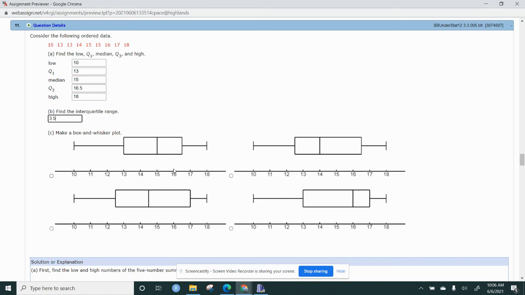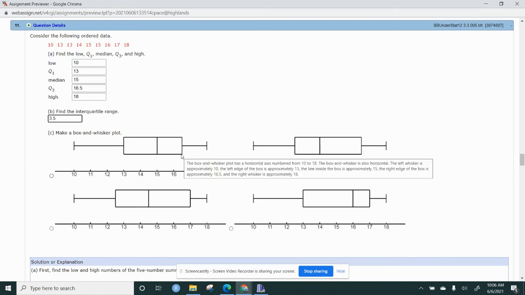Okay, and look what I did. I hovered over it. Let me see if I can do it again. Come on. Yeah, and it gives you exactly what you're looking at if you get confused. Okay, so what does that mean? All right, so this box and whiskers plot means that 50% of the data is between 13 and 16.5.